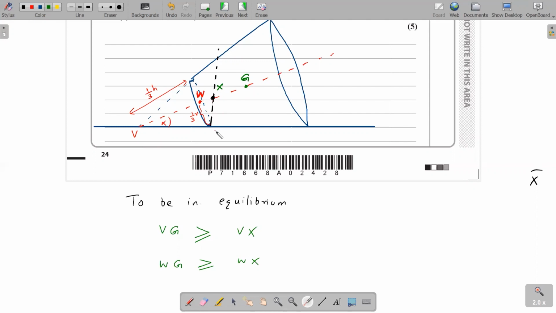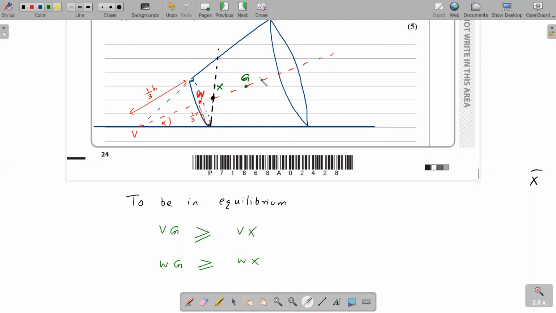This point X is a special point because I drew this from the very edge here. The last place where the normal reaction can act. So that is the critical place, and I drew the vertical line over here and I marked this point X on the axis of symmetry. Okay, so now what I want to do is I want to get the WG distance and WX distance.